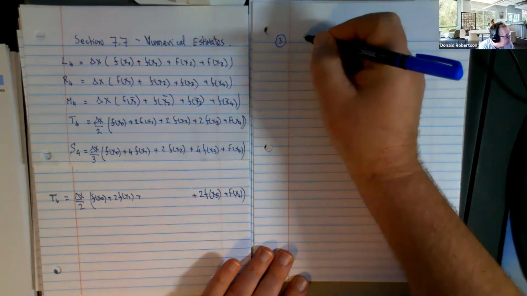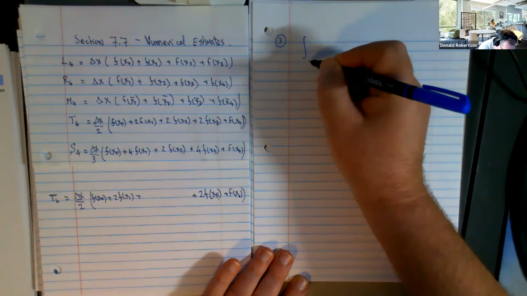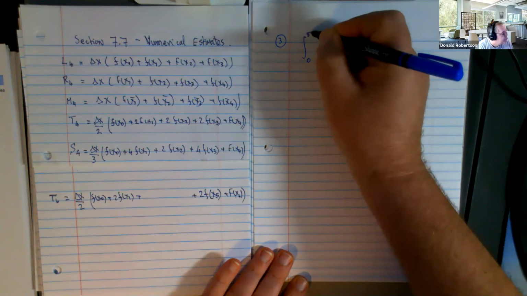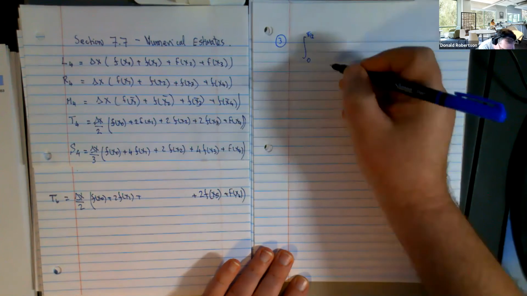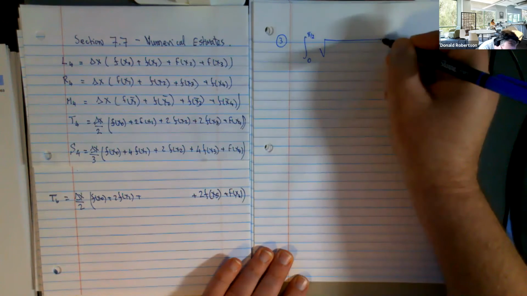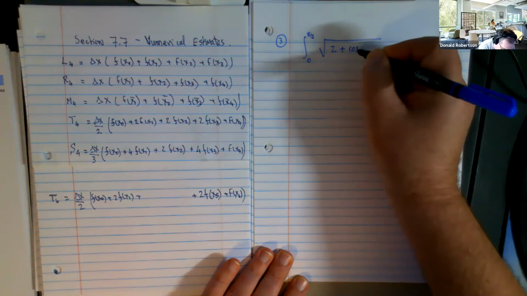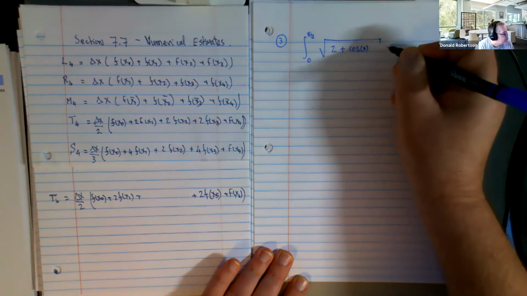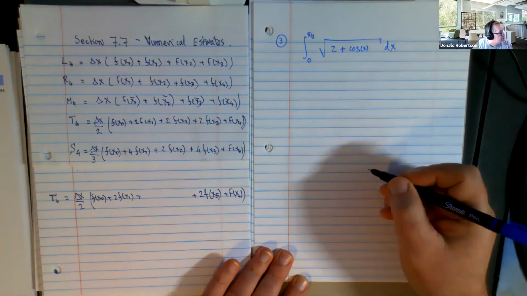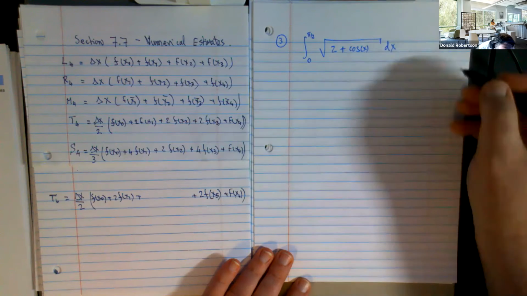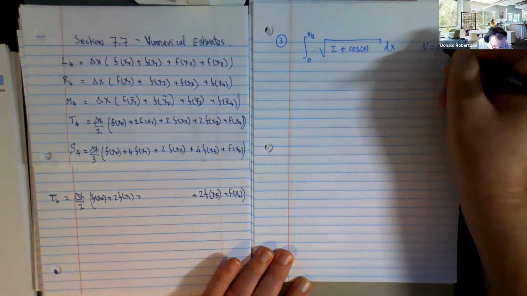And we're going to be doing the integral from 0 to pi upon 2. I'm going to do the square root, and I'm going to call it 2 plus cosine of x dx. Yeah, that should work. And they want 4 strips.